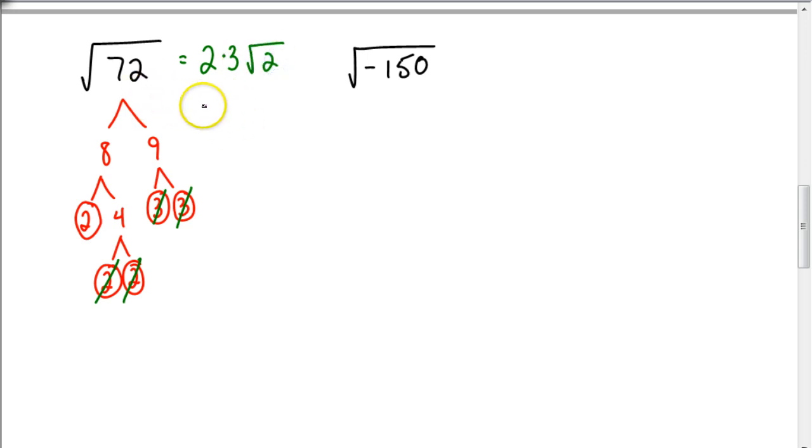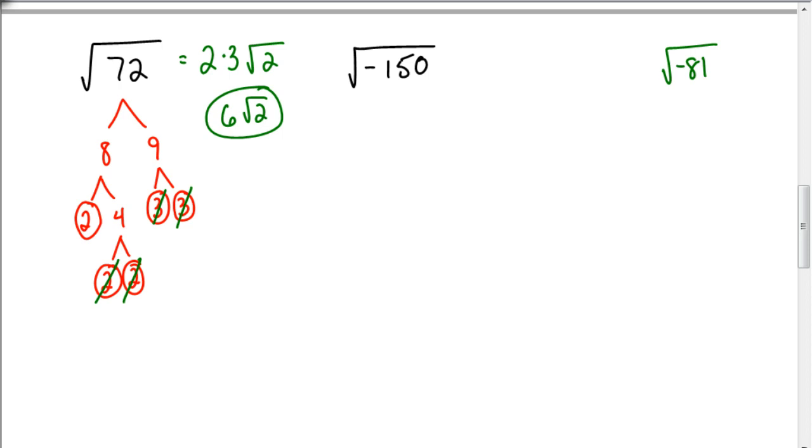And so my answer here, the square root of 72, would end up being 6 times the square root of 2. Well, what if it's negative? You can never take the square root of a negative number. For example, the square root of negative 81 is not negative 9.